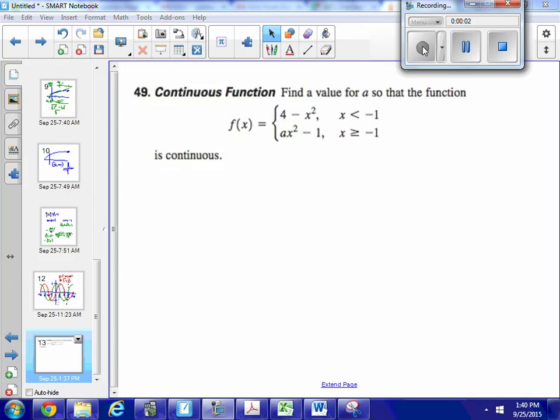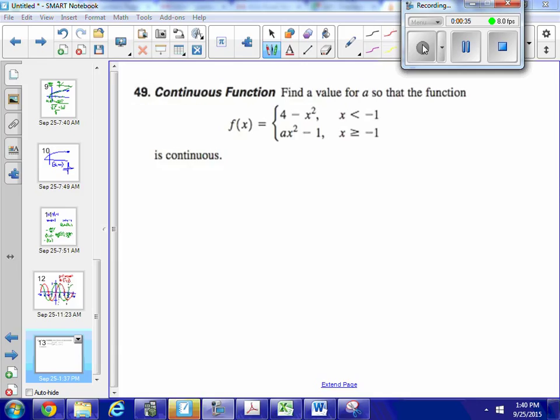So in this problem, I'm presented with a piecewise function, and I'm told to find a value for a right there so that the function is going to be continuous. Well, there are a couple things that I know from the way this problem is set up. One is I know that it's possible to make this function continuous. Otherwise, they wouldn't have given me the problem like this. They would have said, oh, if it's possible, find the value a to make it continuous. But they said that I can make it continuous.